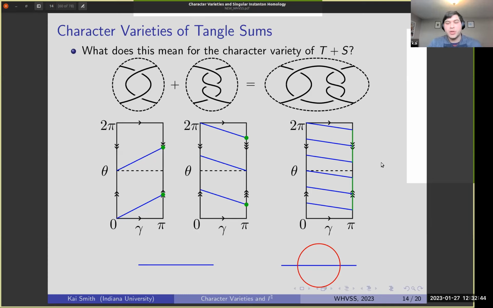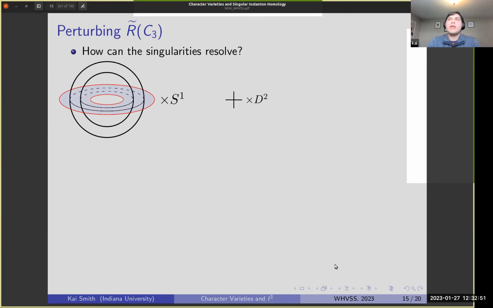Cool, so this explains how we can get the character variety of tangle sums, but again, we want Lagrangians, and so we need to perturb, because right now we have a singular character variety. So we can start by just perturbing the character variety of C3, and that'll end up resolving all of our possible tangle sums all at once, instead of perturbing them each on an individual basis. By understanding this one perturbation, that'll tell us how to perturb the character variety of any tangle sum. So here was our schematic for our unperturbed character variety.